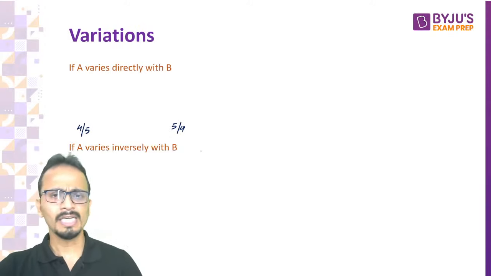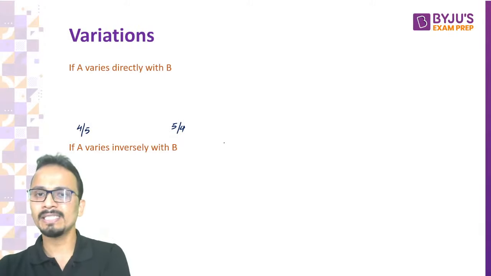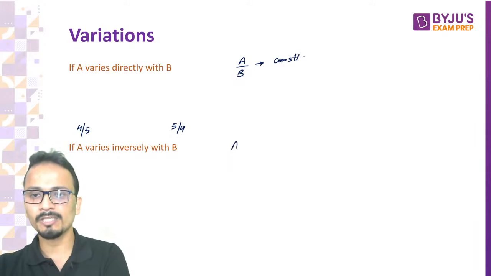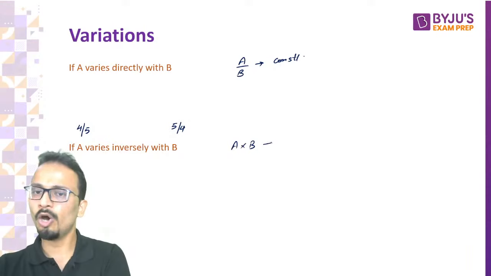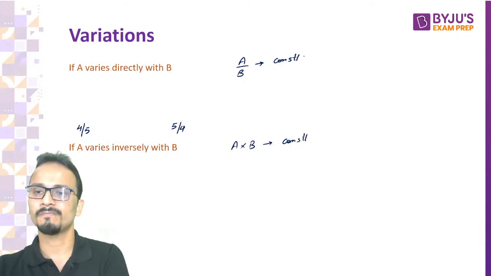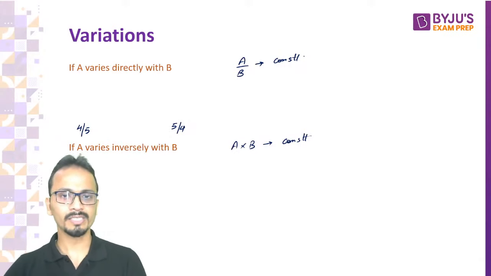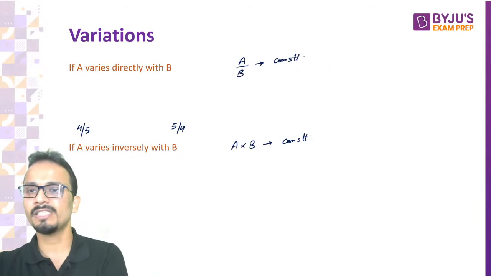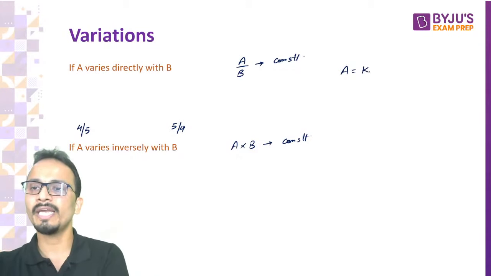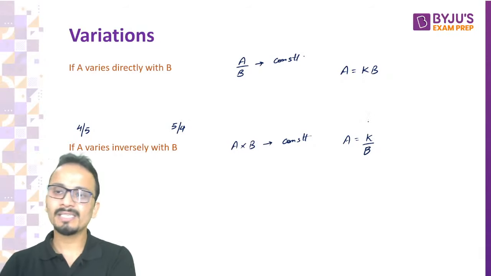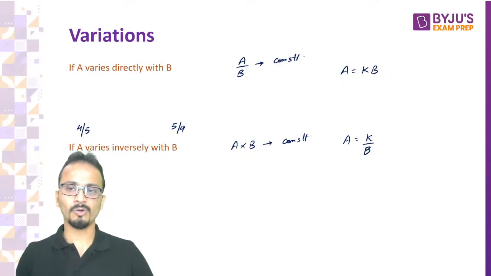Now, if I look at this, like in the previous case, we saw that A upon B will always be a constant. In this case, the product of A and B will always be a constant. Or I can say that in the first case, A will be equal to K times B. In the second case, A will be equal to K upon B, where K is a constant in both cases. Am I clear?